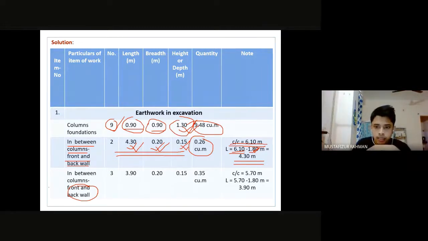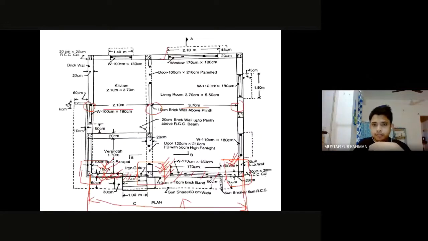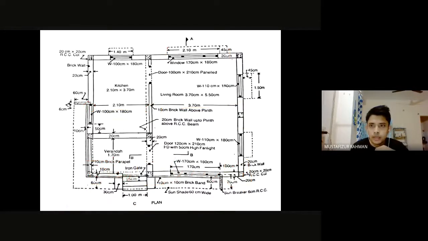Now on this side, again we have measured the center to center dimension, and again similarly we have to do subtraction for the column part. Okay, we have to do subtraction for the column footing. Here we have already excavated, right? For this column excavation is already done. For this column also excavation is done. For this column also excavation is done.